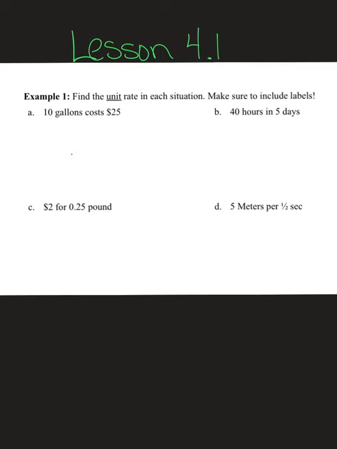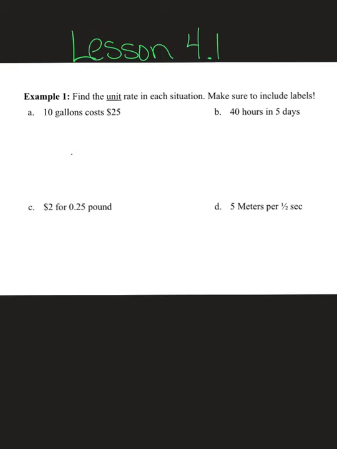For example 1, we are going to work on how do we find a unit rate given a situation. For part A, we have 10 gallons cost $25. So for this situation, we have two unit rates we could find. We could find the cost per gallon or the gallons per dollar. And one of which makes more sense from a practical standpoint, which would be the cost per gallon.